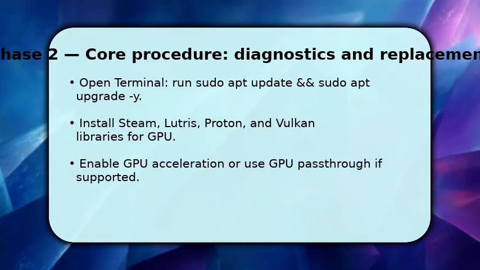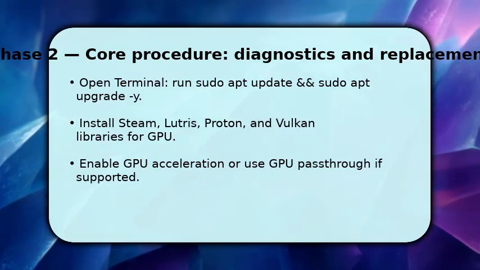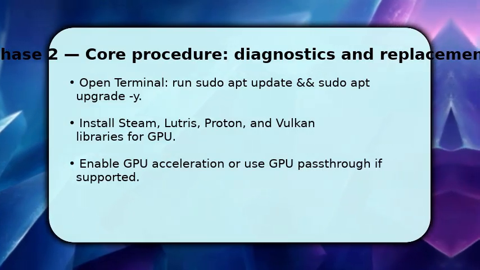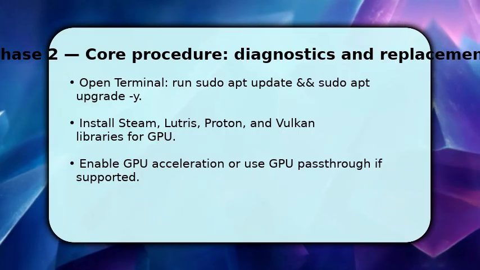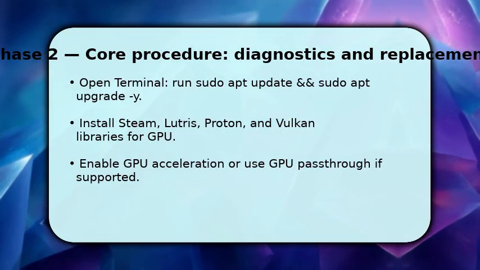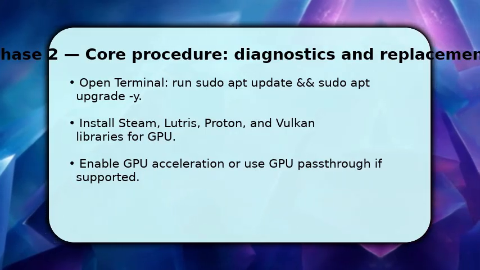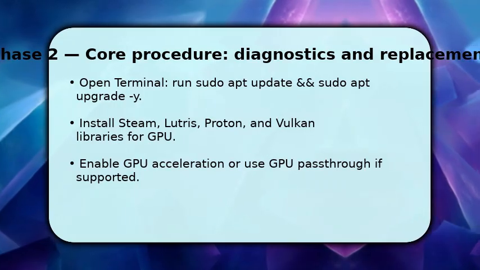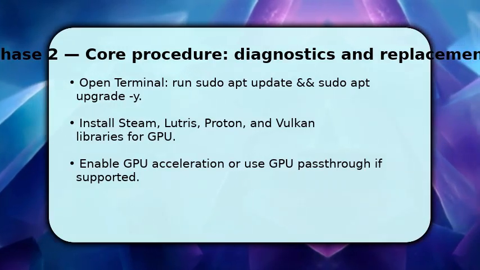Open Terminal and run apt update and apt upgrade, then install Steam or Lutris plus Vulkan and Mesa drivers, because Vulkan provides modern GPU support. Once packages finish, log into Steam and opt into Proton for Windows games. If your Chromebook supports GPU acceleration or pass-through, enable it and restart the container so Vulkan binds to your GPU.